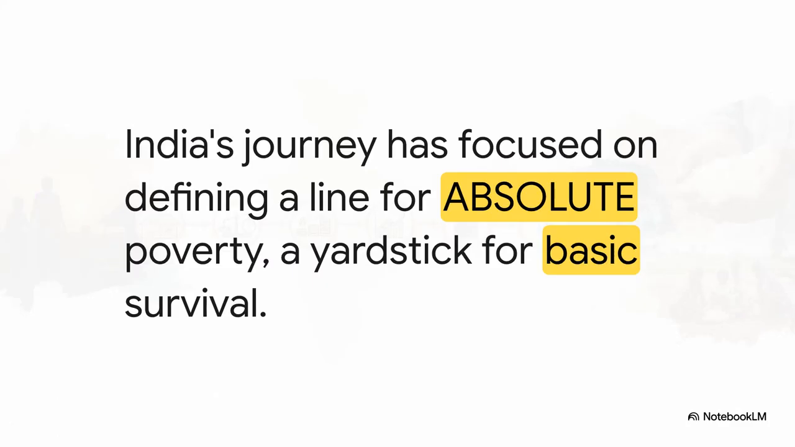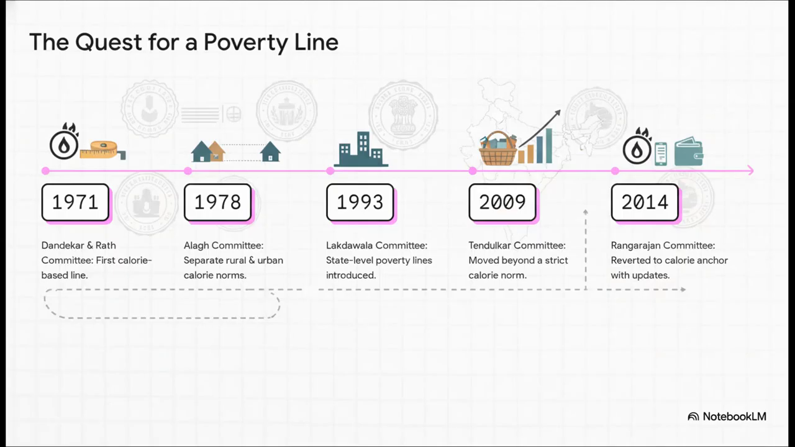Now, for the rest of this journey, we are going to be focusing exclusively on absolute poverty, because that has been the central 50-year-long challenge for India's policymakers. How do you create one single yardstick for basic survival in one of the most diverse countries on Earth? And wow, what a journey it has been.